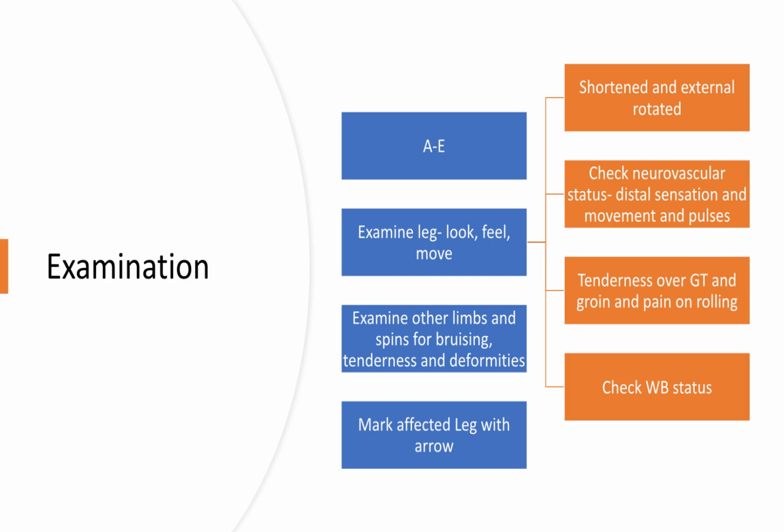So, on examination, as I've said in a previous video, anyone who's unwell, you want to do an A to E. You want to look from top to bottom, make sure you're checking the airway and the breathing and the heart before you're checking the leg. And then you're going to examine the leg. You're going to look at it. Are there any visible deformities, bruising, rashes? You're going to have a feel of it. Do they have any certain tenderness anywhere? And you're going to move it. Can you passively move it? Can they move it at all? If someone's got a fractured hip, you would expect their leg to be short and externally rotated.